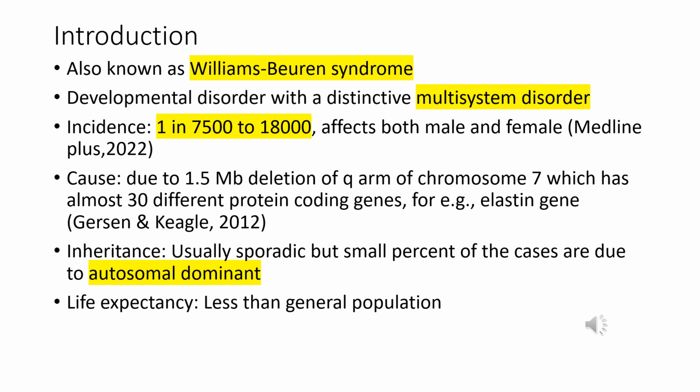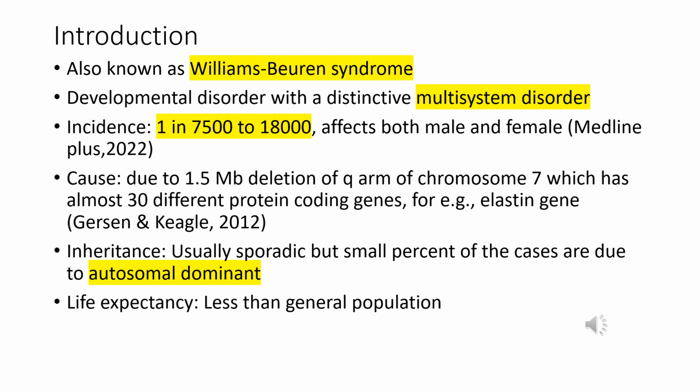It has an incidence of 1 in 7,500 to 18,000 individuals and can equally affect both males and females. It is a chromosome disorder where there is a 1.5 MB deletion of the proximal long arm, that is the q arm, of chromosome 7, which contains almost 30 different protein coding genes. For example, the elastin gene.